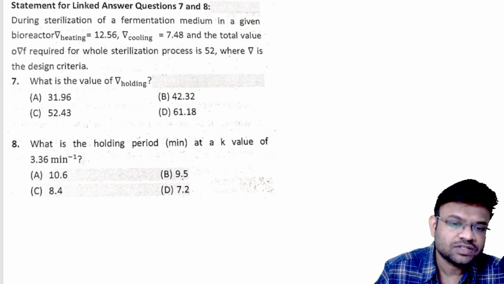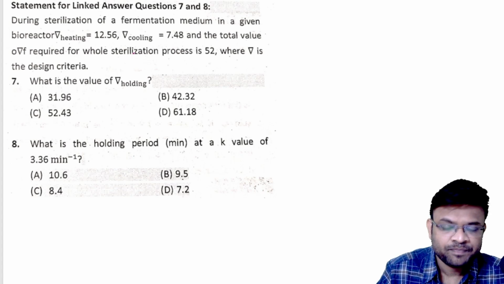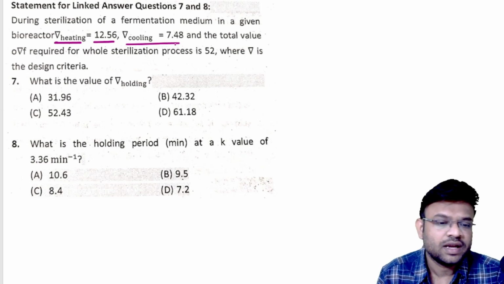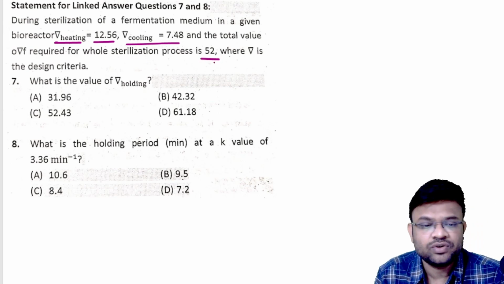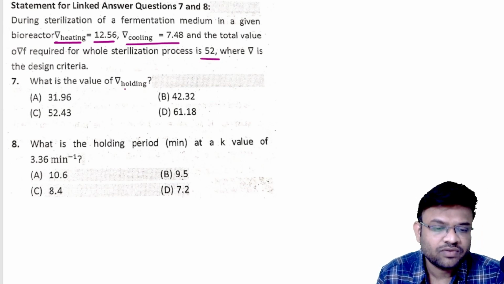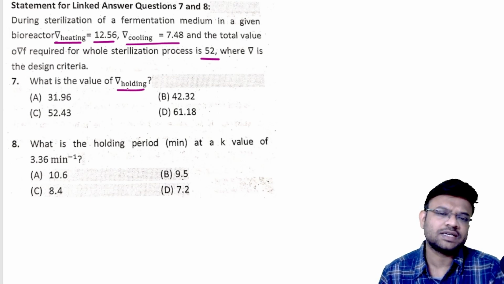During sterilization of a fermentation medium in a given bioreactor, del heating is equal to 12.56, del cooling is equal to 7.48, and the total value of del for the whole process is 52. So what is the value for del holding? Now let us understand this.